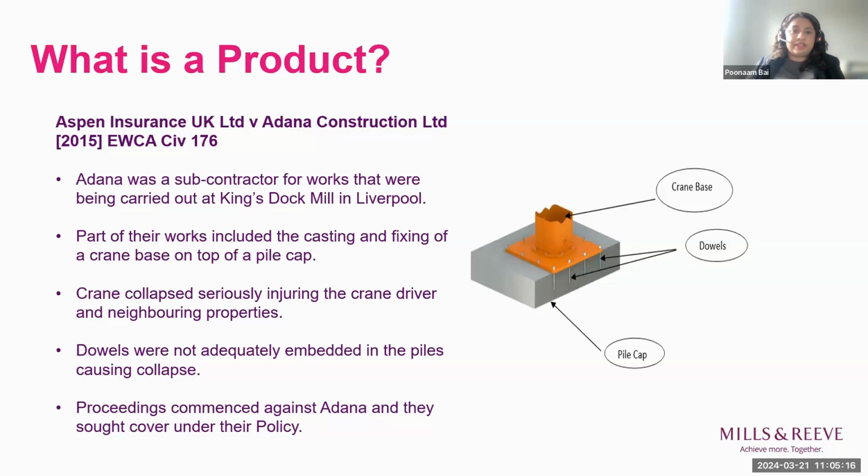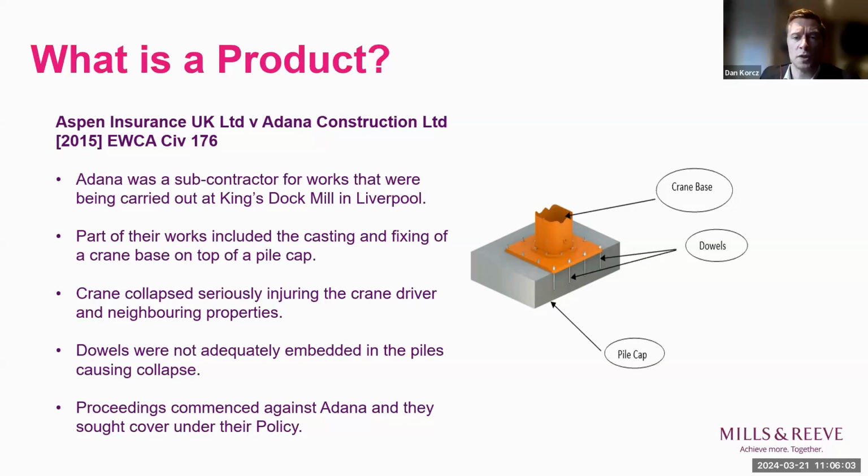This is a rather unfortunate case where a crane collapsed at King's Dock Mill in Liverpool and gravely injured the crane driver and caused property damage to the surrounding areas. Adana was the subcontractor for works that were carried out, and as part of their works, they had to build the crane base. If you look at my diagram, there were dowels which were embedded into the pile cap. These dowels formed the connection between the pile cap and the crane base. The crane base itself was formed by pouring concrete into reinforced steel cages placed on top of the piles. The crane collapsed due to the dowels not being embedded deep enough in the pile cap. This caused a load imbalance and the crane collapsed. Proceedings were commenced against Adana and they sought cover under their policy.